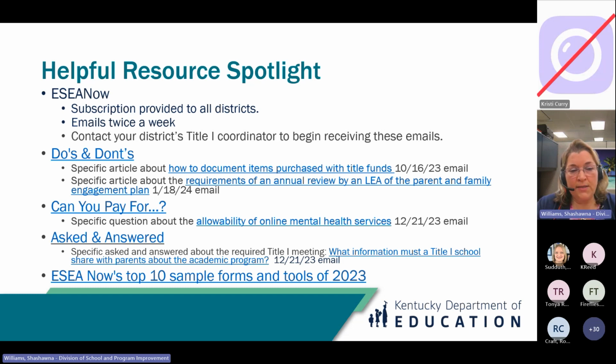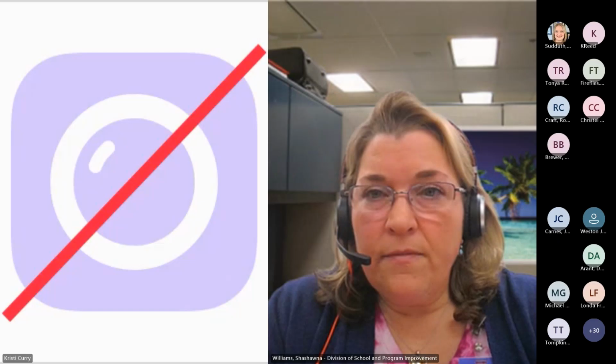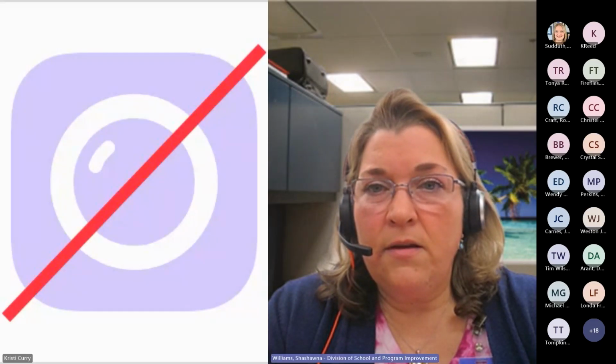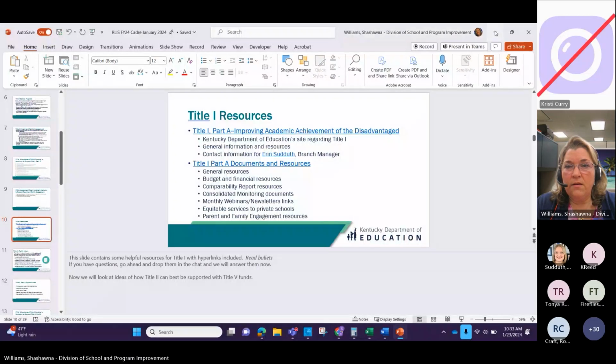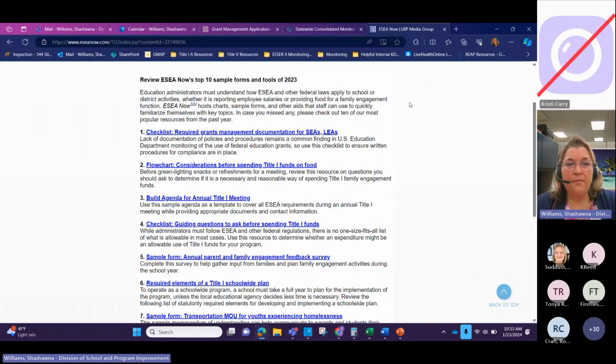One last resource I would like to highlight is one I saw in the email, and it says ESEA Now's Top 10 Sample Forms and Tools of 2023. Let's see. I do want to show you that. There it is. Can you see it? Okay, so here are some of the examples.